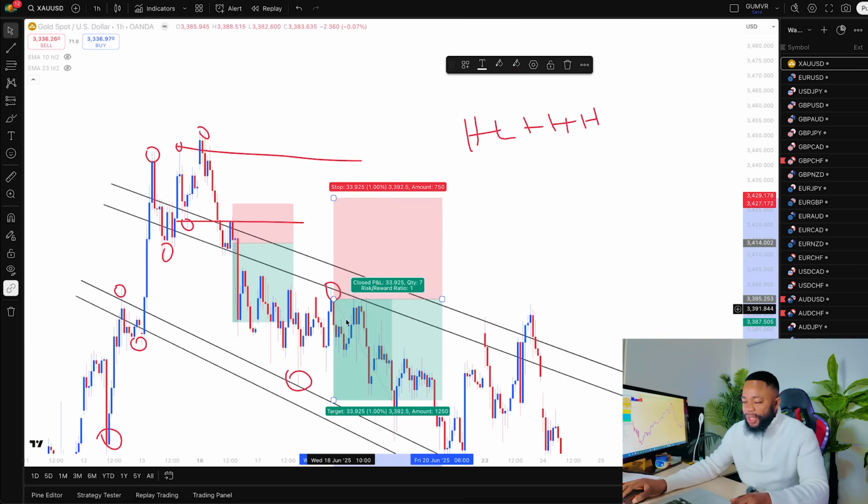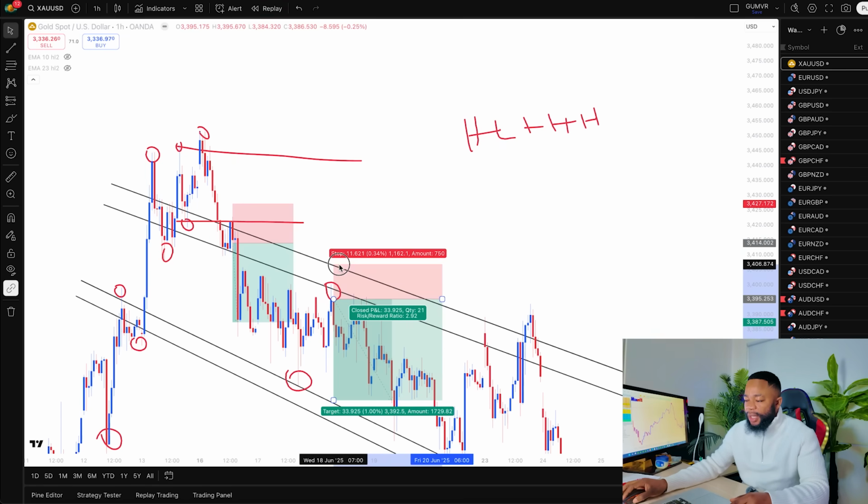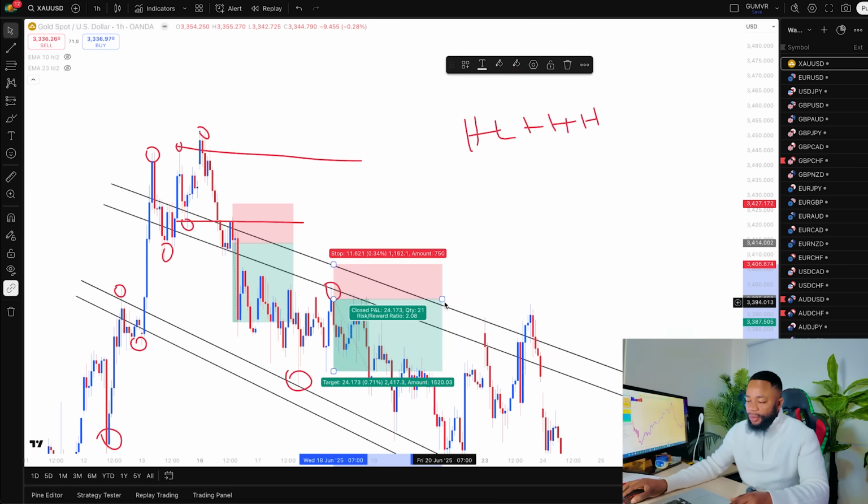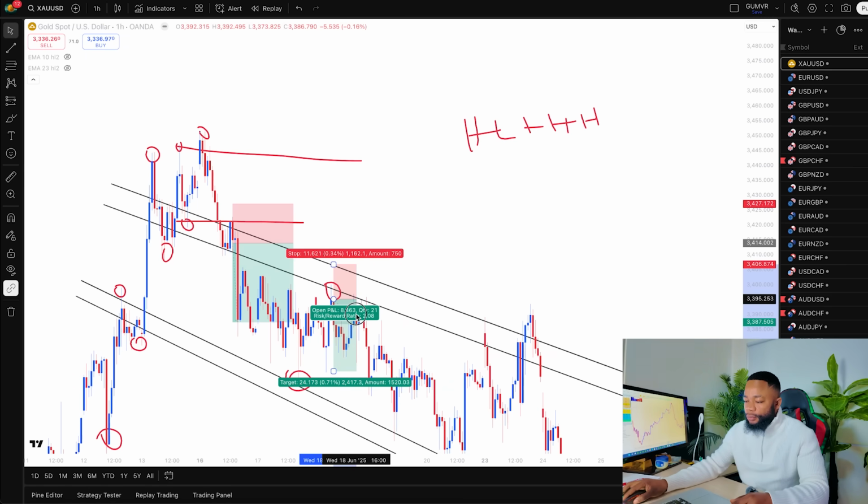I took another sell trade here. Stop loss was just here, and I was going for a risk to reward of 1:2. Boom, that is it. Risk to reward of 1:2. And you can see this one went right down, didn't hit my TP because it got here, and then retraced right back to entry, and then came back, hit my TP right here.